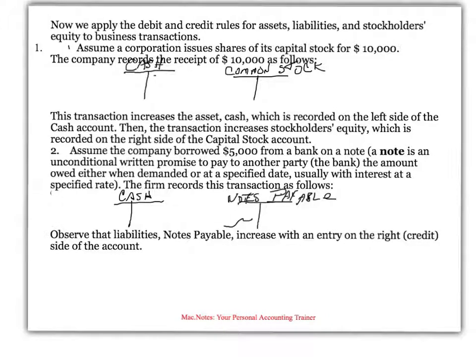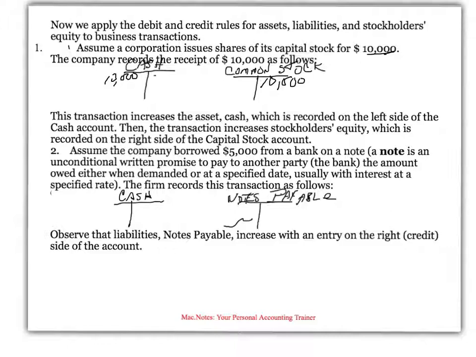Now let's apply these rules to these accounts. Let's assume we have a transaction where the corporation issues shares of common stock for $10,000. Two accounts are affected, as we analyzed before, cash and common stock. Cash increases, so we record the increase over here. Common stock also increases, and it is on the right-hand side of the equal sign, so it will increase on the right-hand side of that account. Therefore, this transaction increases the cash and also increases the common stock.